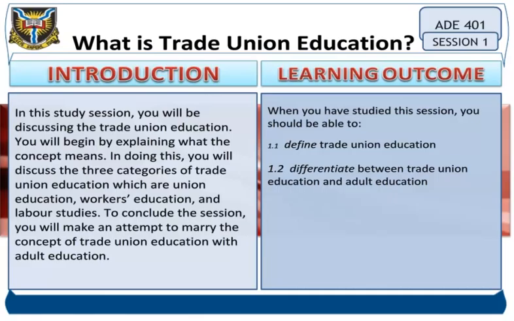We will begin by explaining what the concept means. In doing this, you will discuss the three categories of trade union education, which are union education, workers' education, and labor studies. To conclude the session, you will make an attempt to marry the concept of trade union education with adult education.